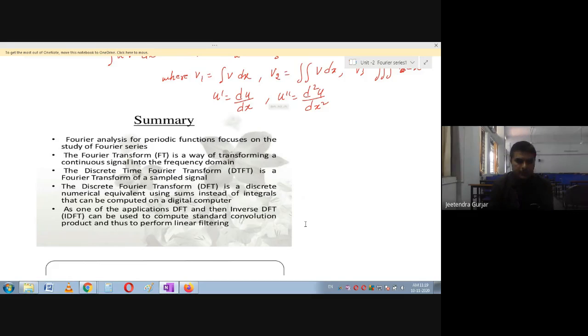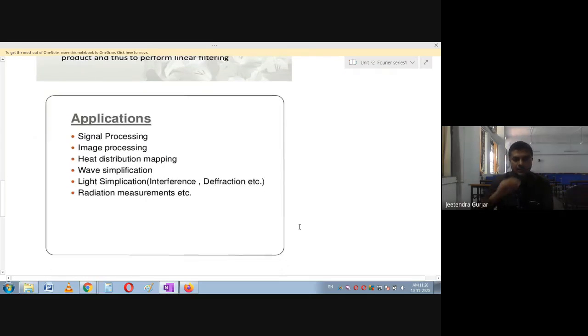There's the Fourier series and the Fourier transformation. As one of the applications, the DFT, discrete Fourier transformation, and the inverse discrete Fourier transformation can be used to compute the standard convolution product and thus to perform linear filtering, students. So for any product that is given, the Fourier series is very helpful to simplify. So I've just listed these, students, very important applications of Fourier series.